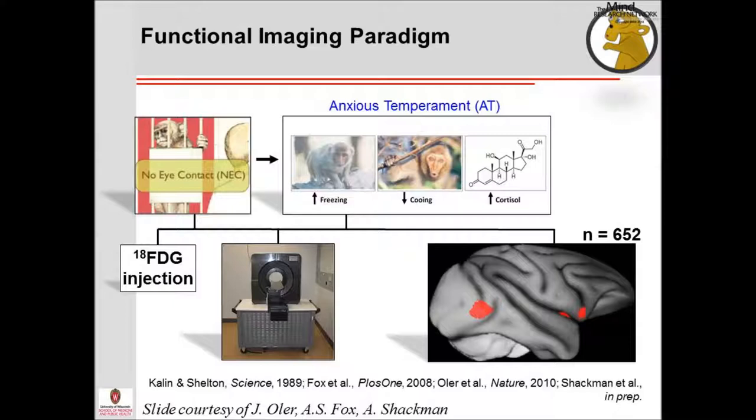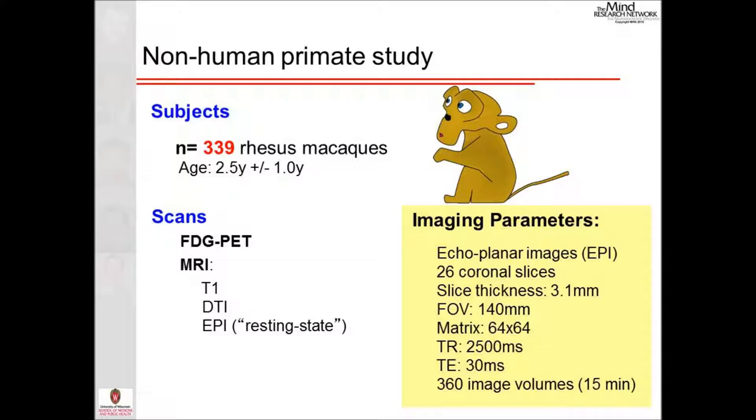So for the study that I looked at and analyzed, we had successful good MRI data from about 339 macaque monkeys. To date, they've scanned over about 600 rhesus macaques now. I think they're going closer to about 1,000 as we speak. FDG PET on all of these, MRI on most of these. Again, fairly standard imaging parameters for that. So this was at least for the first 270 individuals that they scanned.